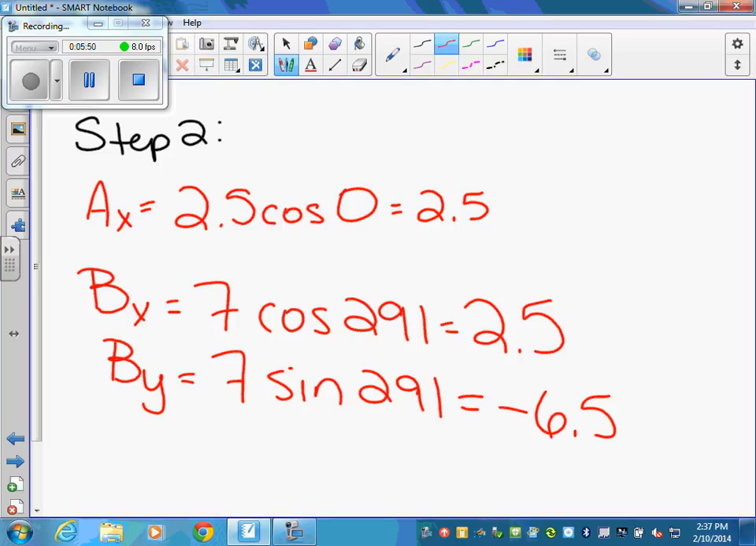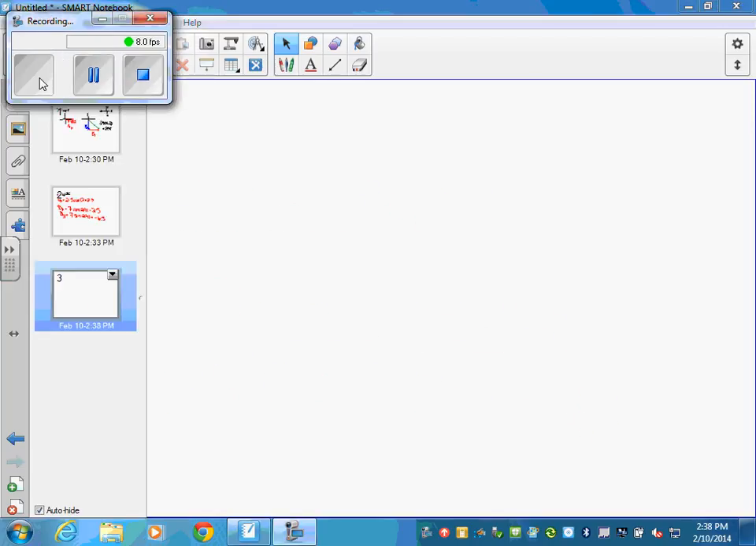Now, is a negative number expected here? Yes, because we're going down. Perfect. Okay, what happened to Ay? Ay, because it was strictly east, there was no y aspect to it. Right? So that's a good question.